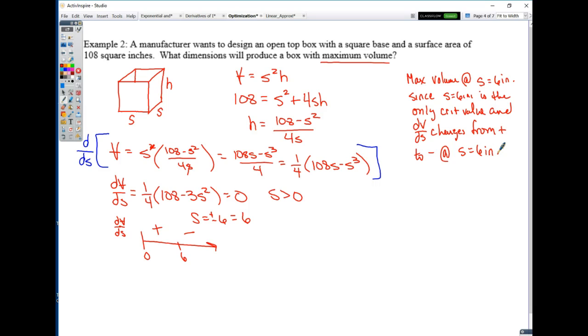Have I answered the question? What do I do? Plug 6 in where? Are you sure? Can't plug it into the OG. Which OG equation? I just need the height. Why? Yeah, it's the only dimension I need. I already have S.